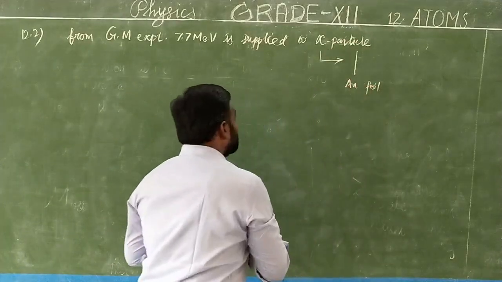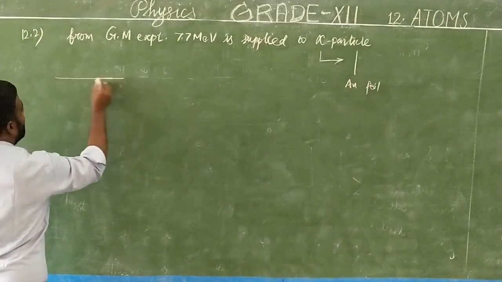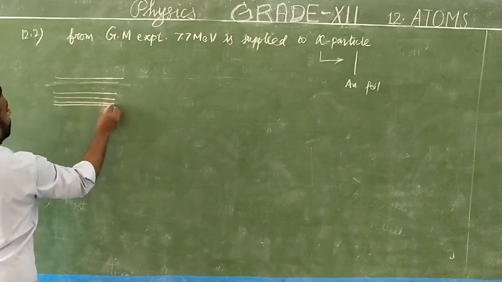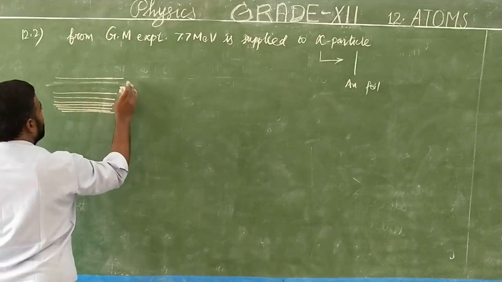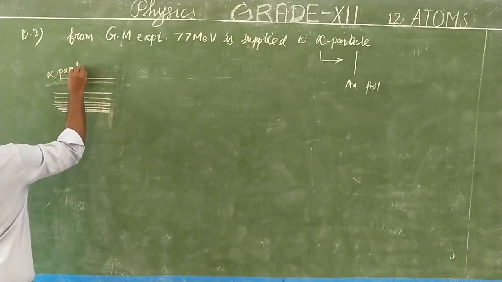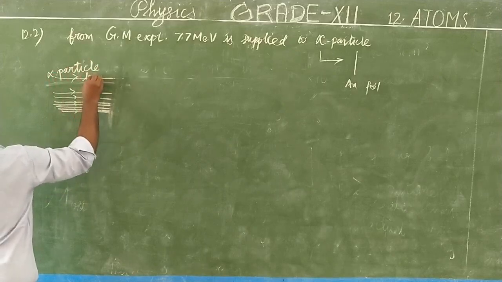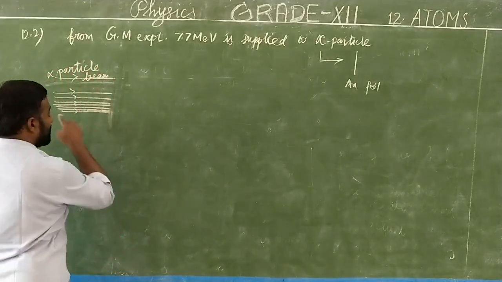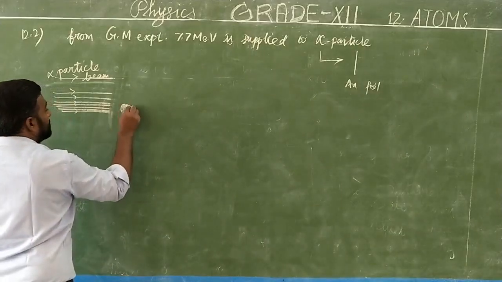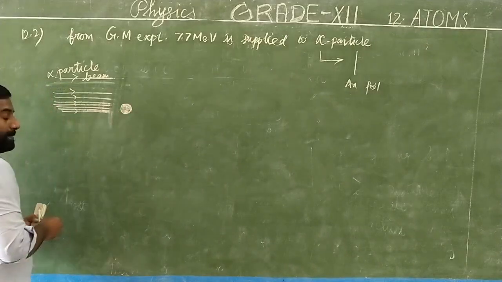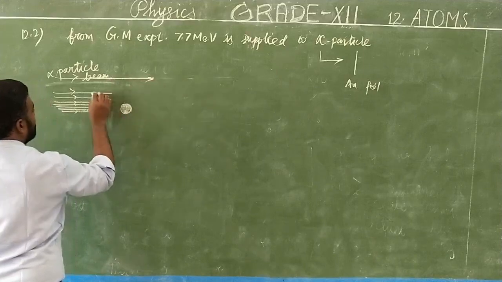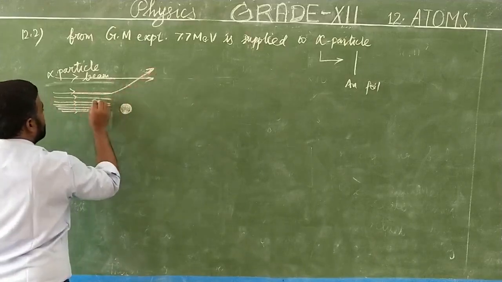So the diagram comes like this. This is the incident alpha particle beam. From this incident alpha particle beam, this is the gold nucleus. So most of the alpha particles pass through the atom. A few particles are deflected like this.